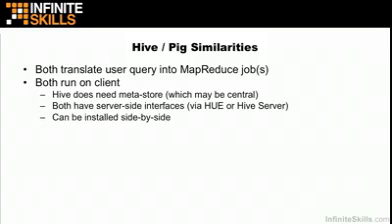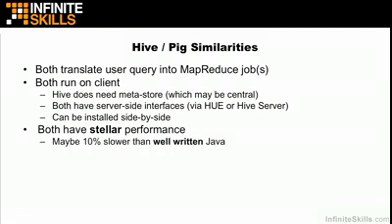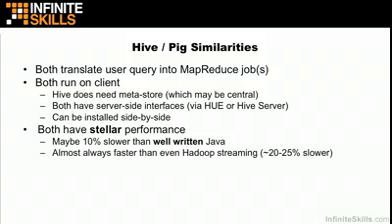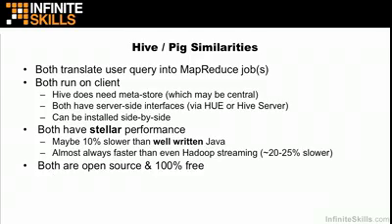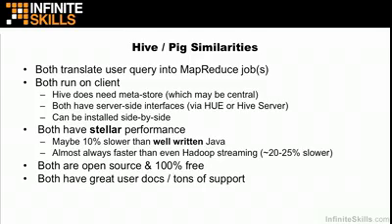These two technologies can be installed side by side, and many times we'll see a single developer have both Hive and Pig on their client and choose to use one over another in certain cases. Because the code base for both of these technologies is being added to aggressively, both have fantastic performance. In most cases, they're only about 10% slower than even well-written Java, and they're almost always faster than using Hadoop streaming, which may be up to 20 or 25% slower.